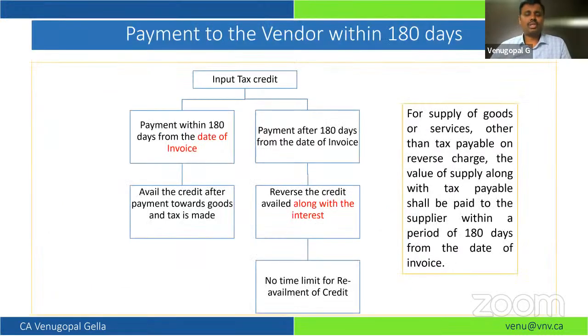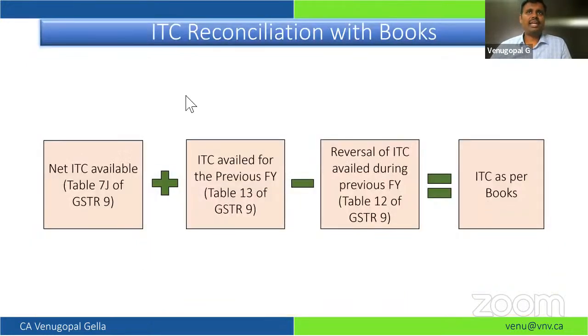Rule 37 says within 180 days, make the payment. If you don't make the payment, reverse it. Finally, reconcile the credit with what is there in the books of accounts and what is there in the 3B. Once this is done, the purchase related ITC you have frozen.